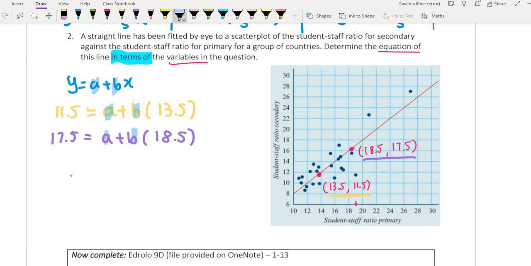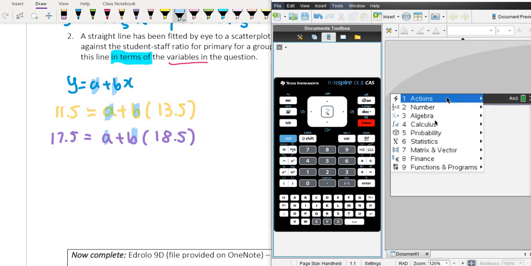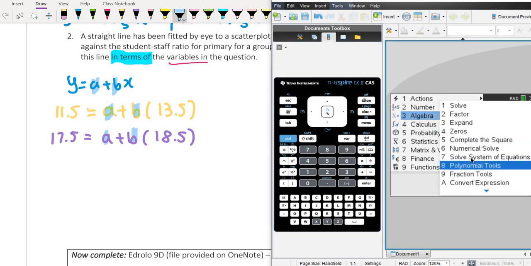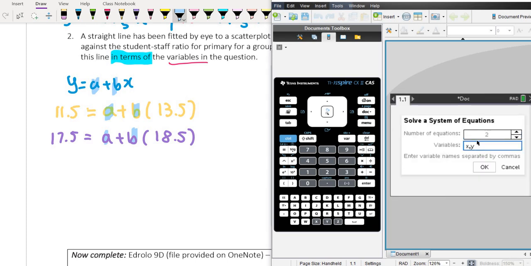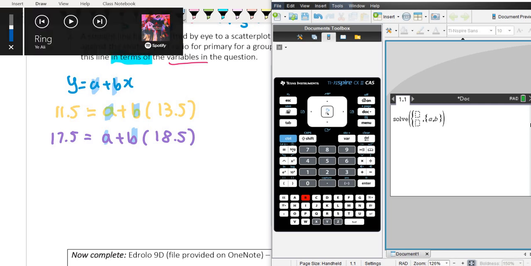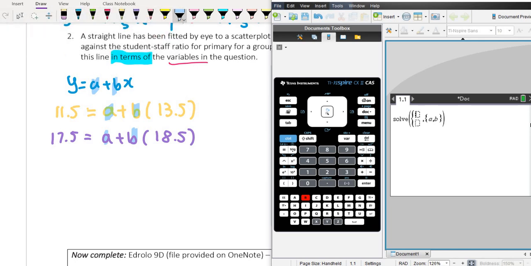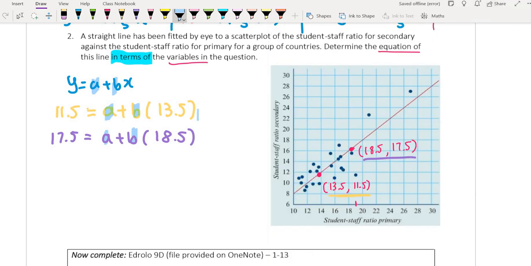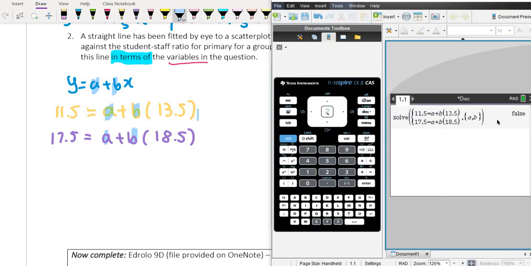and b for our actual equation, we go to the CAS calculator, menu, algebra, solve system of equations, and our variables here will be a and b. And all you need to do now is type in the equations. Alright, so I've just typed everything in as we've written it here and pressed enter, and it's given us false.